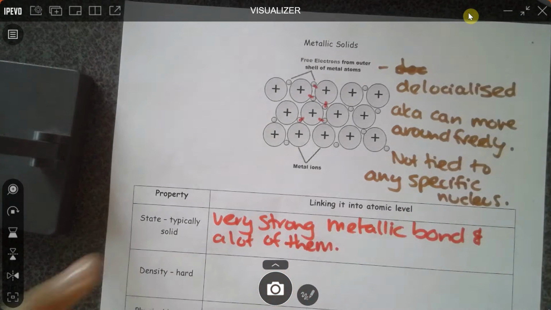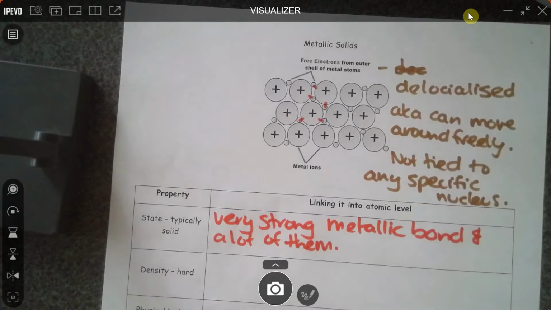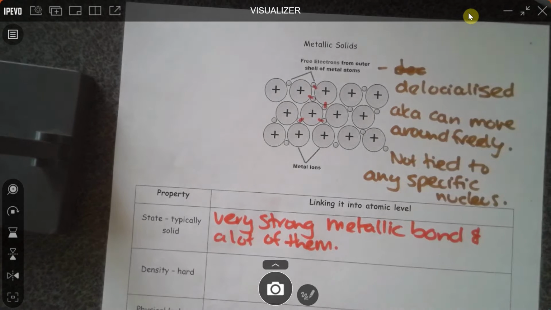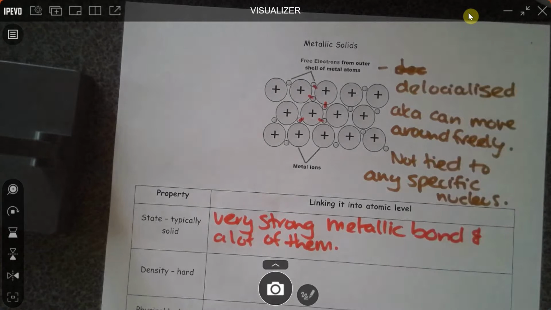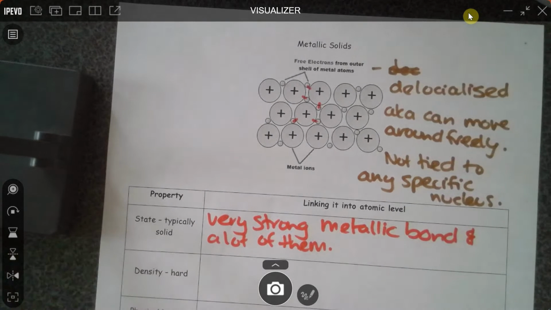So, if I think about the very strong bonds and there's a lot of them, we think about heat energy. Do you think it's going to require a lot or a little bit of heat energy to break it? A lot. So, that's tying into why it's a solid. It takes a lot of heat energy to break the bond and thus change state. So, it has a high melting and high boiling point.